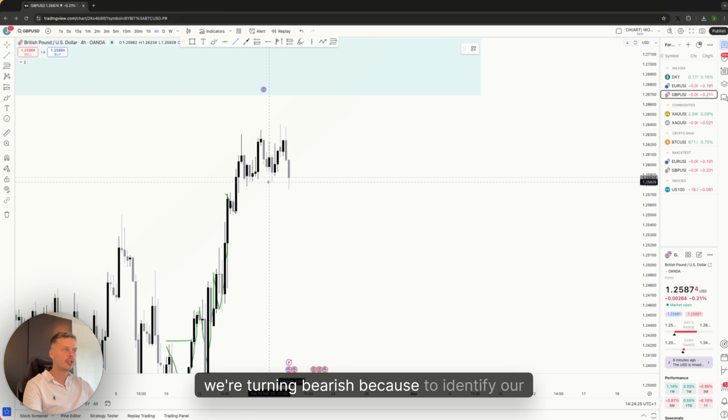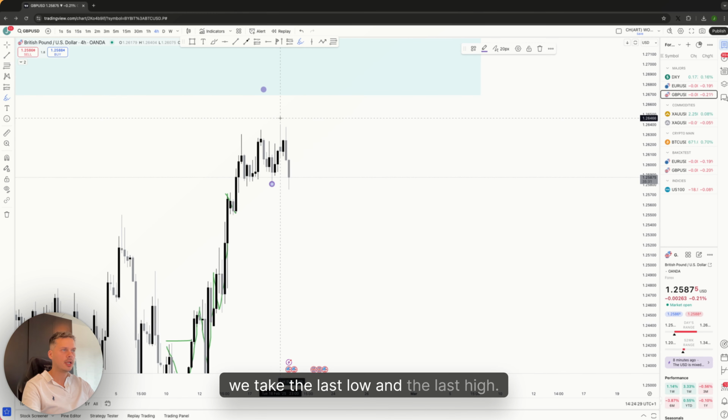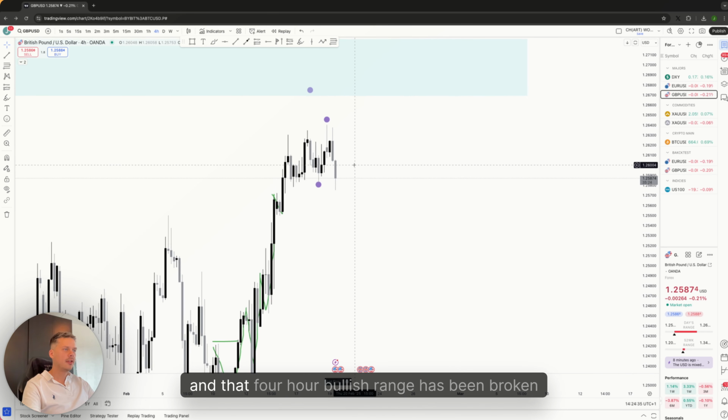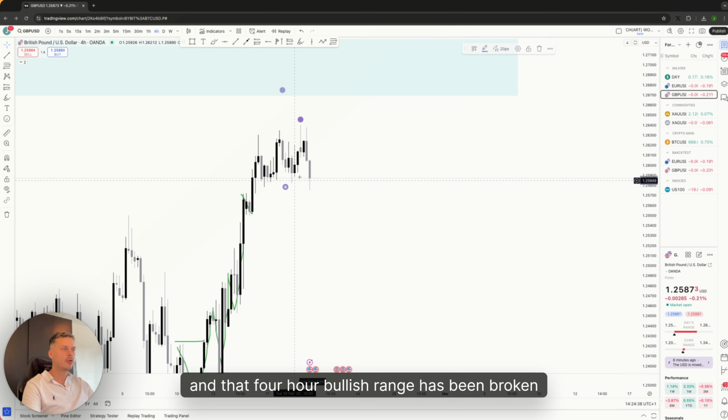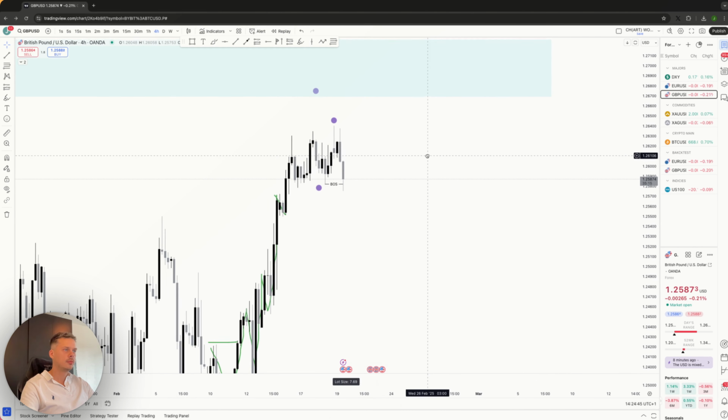And this is very interesting to understand, because yes, we're turning bearish, because to identify our range, we take the last low and the last high. So this was the last 4-hour bullish range, and that 4-hour bullish range has been broken bearish. We have a bearish break of structure over here.